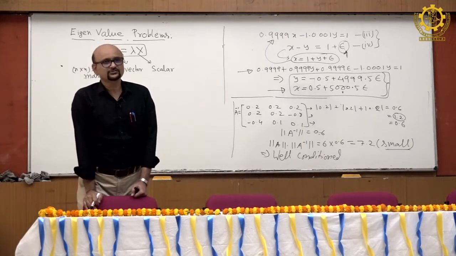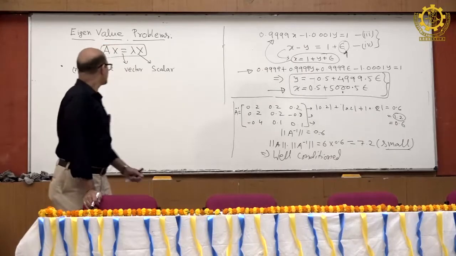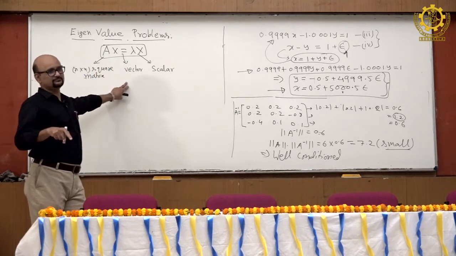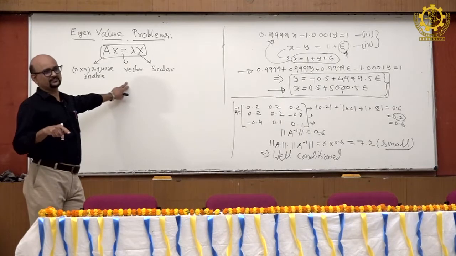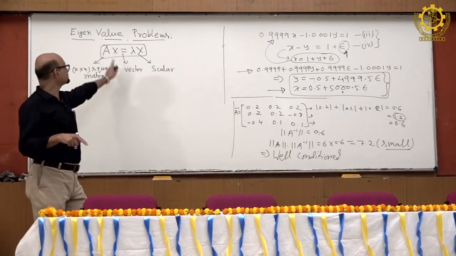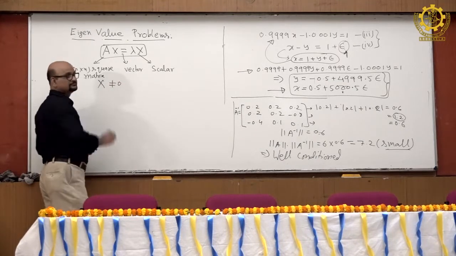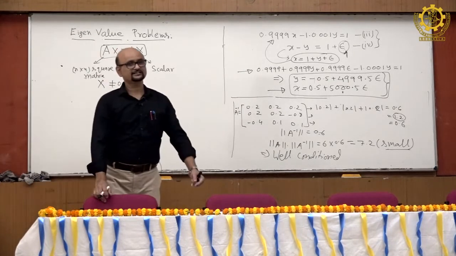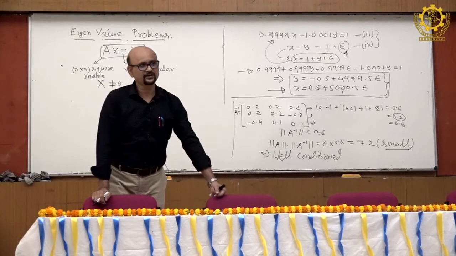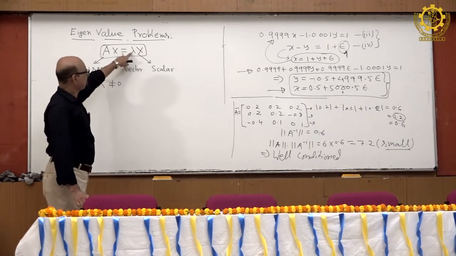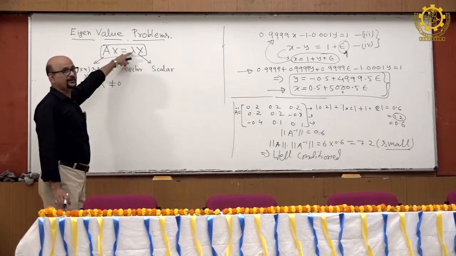So, what is the direct solution of this equation? What value of x will satisfy this equation? 0. If I substitute x equal to 0, it is satisfying, so x equal to 0 is a solution, but we are not interested in that. We are interested in the solution for x not equal to 0, and for that we have to find the value of lambda.